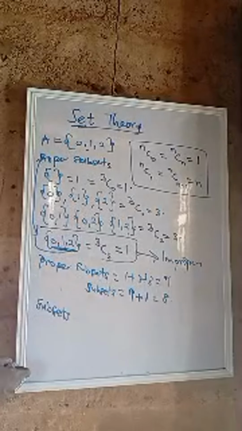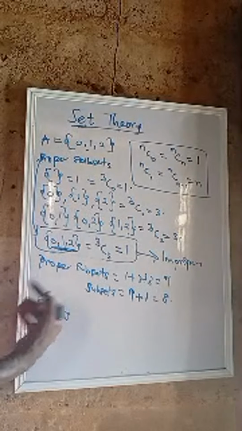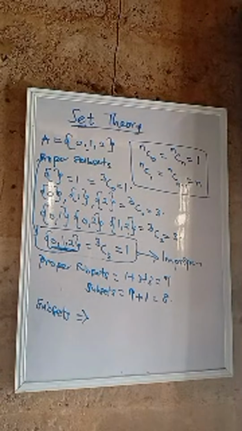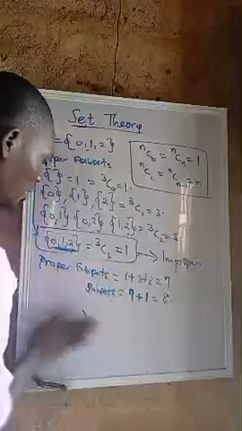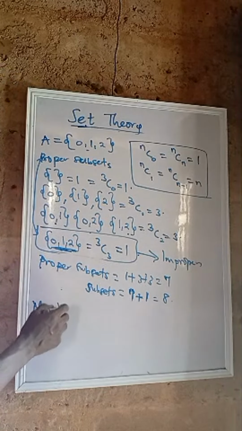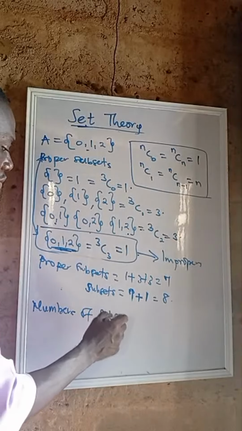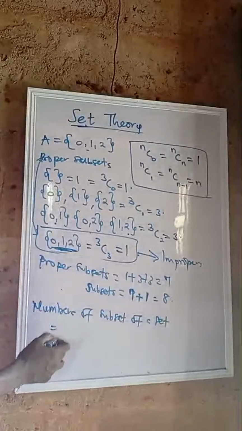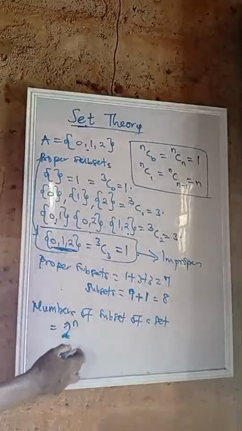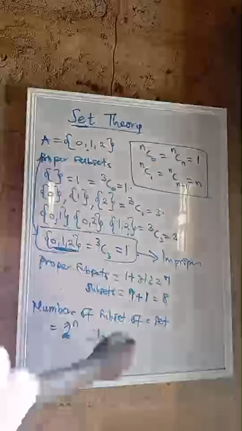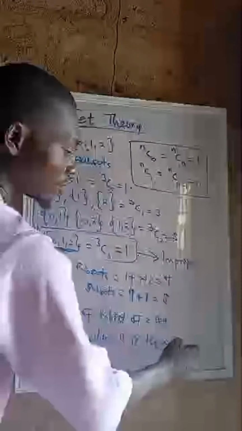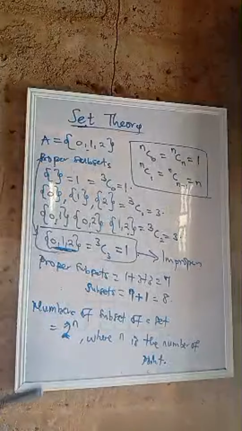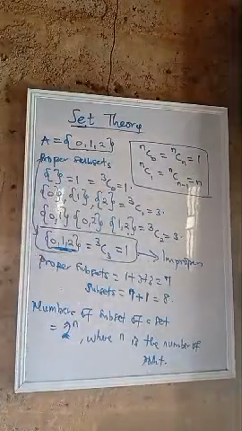So instead of going through all this process, you can just say the number of subsets that a set could possibly have is given by 2 raised to the power of n, where n is the number of elements, or say the number of points of the set. I told you what a point is. A point is the element. Look at this now. We have 3 points.